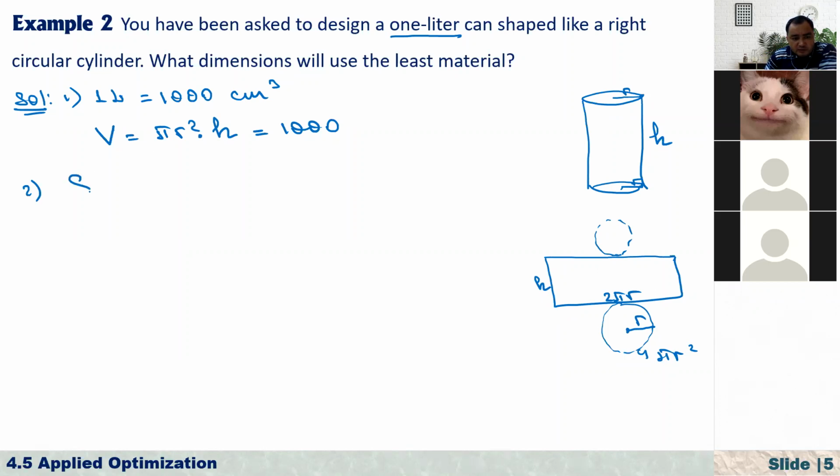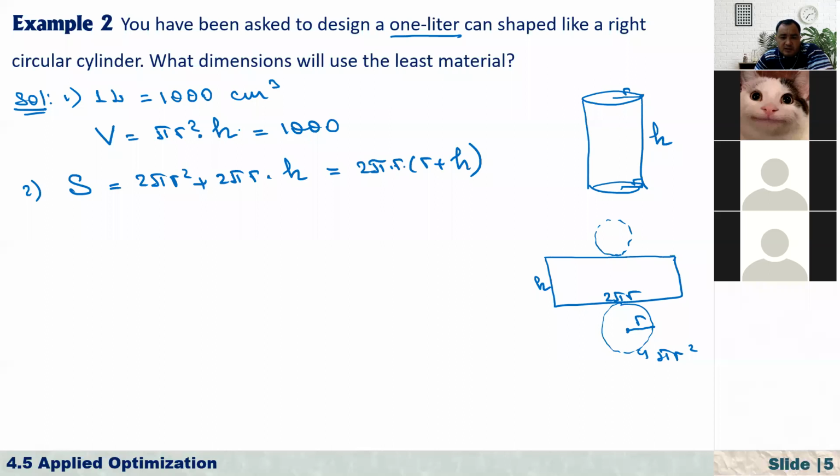The second one is the total surface area, which will be equal to 2πr² for the top and bottom, plus the curved area, 2πrh. Or simply, that's equal to 2πr(r + h). Okay, so this one is the radius. Now we want to minimize this, right? To minimize this, what must be the dimensions of the radius and the height?